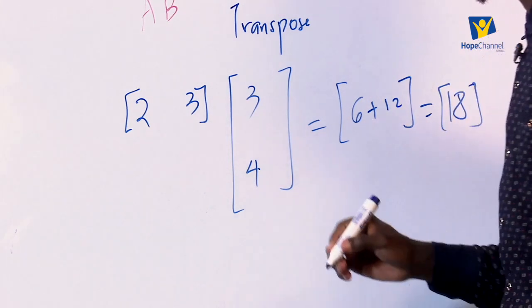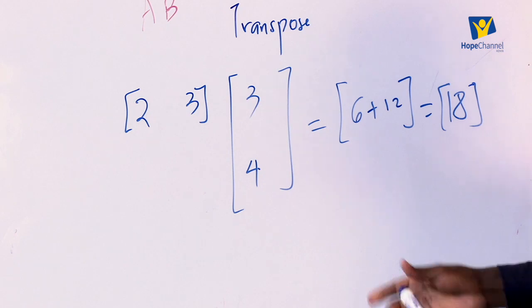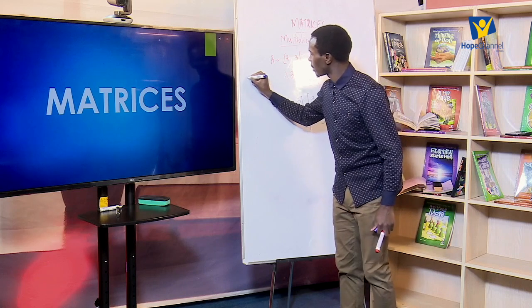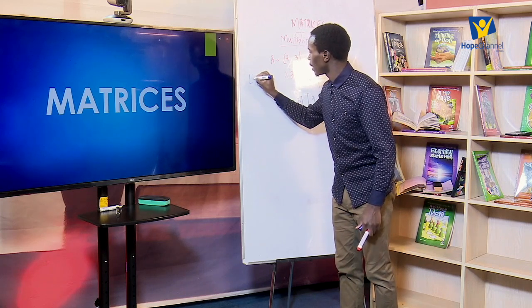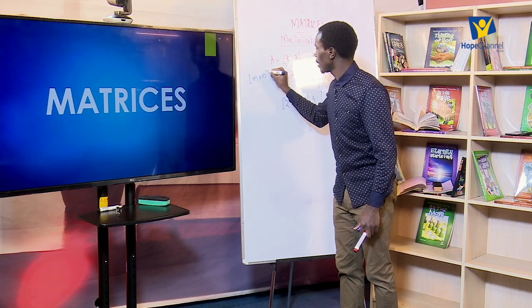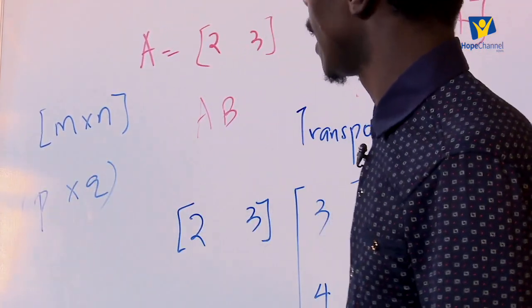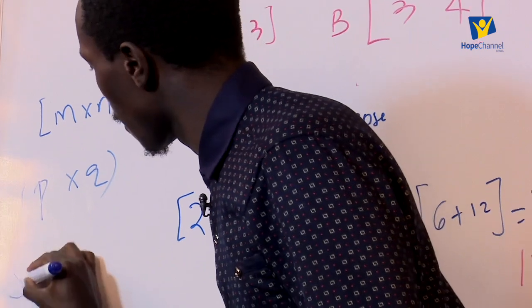Now somebody will ask, does it mean 18 itself is a matrix? Yes, the number 18 is a matrix, a matrix of order 1 by 1. Now look at that. We said that when you multiply 2 matrices, let's say for example matrix A has an order of m by n, and the next one has p by q. This is the order. Then the solution matrix.